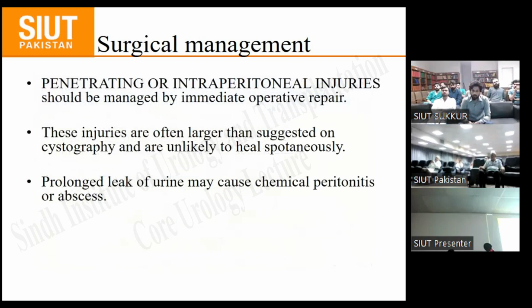Surgically, penetrating or intraperitoneal injuries should be managed with immediate operative repair. These injuries are often larger than suggested on cystogram, and they are unlikely to heal spontaneously. Delay in presentation or diagnosis can lead to prolonged leak of urine, which may cause chemical peritonitis or abscess. So, timely diagnosis and repair is essential.